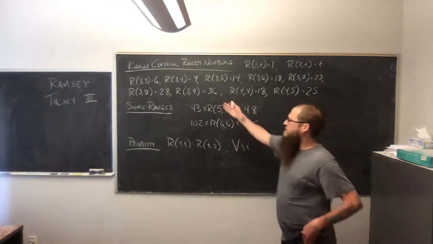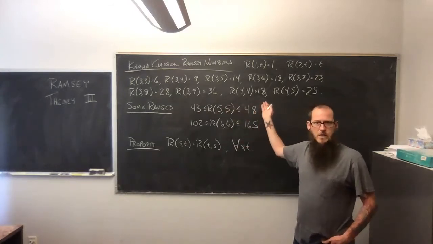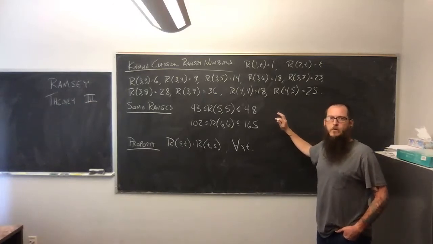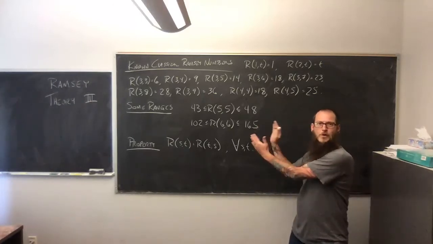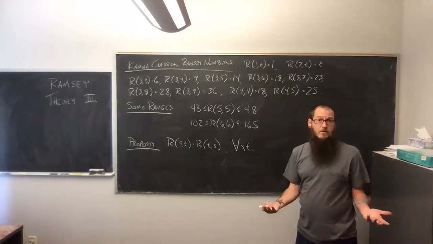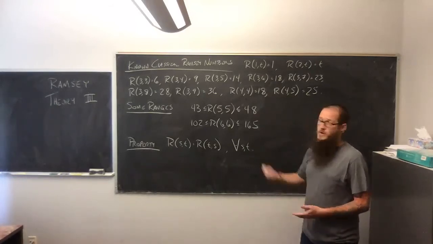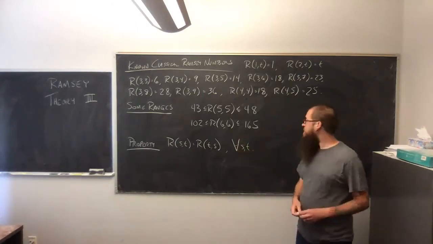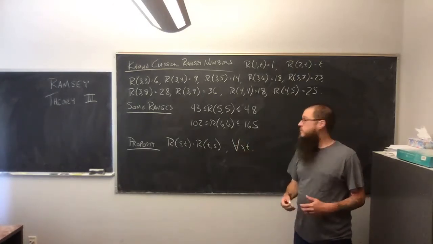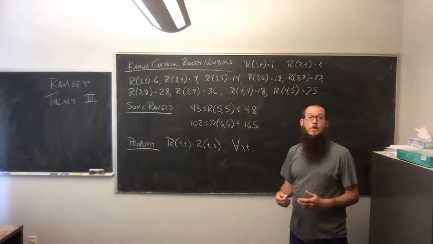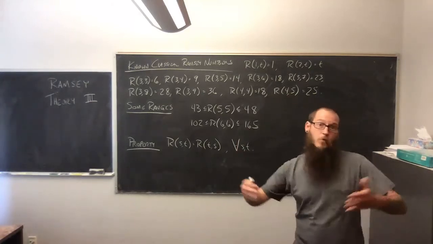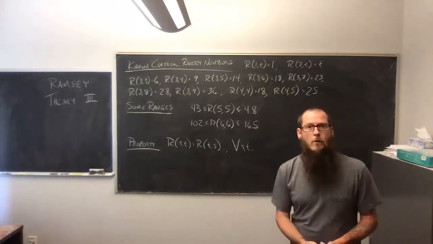Now, whenever we can't get exact evaluations, like the cases that are up here, we can often find some ranges of values. And of course, the goal is to ultimately narrow those ranges down until we can eventually evaluate these numbers. So for example, R of 5,5 is known to be between 43 and 48, and R of 6,6 is known to be between 102 and 165. So as the arguments get bigger, the ranges in general tend to get bigger as well.